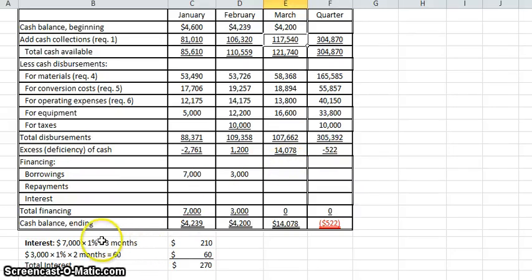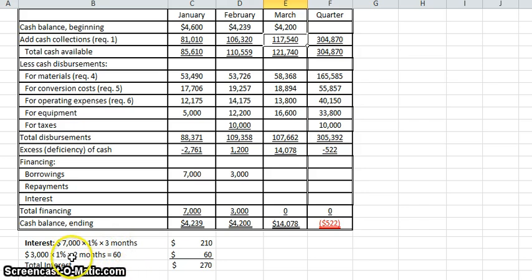To calculate the interest, we assume that we borrowed it at the beginning of the quarter and we're paying it back at the end. So we borrowed it at the beginning of January and we're paying it back at the end of March. So 7,000 times 1% times 3 months is 210. Okay, right there, that lets you know we're not going to be able to pay back all 10,000. We're only going to be able to pay back 9,000.